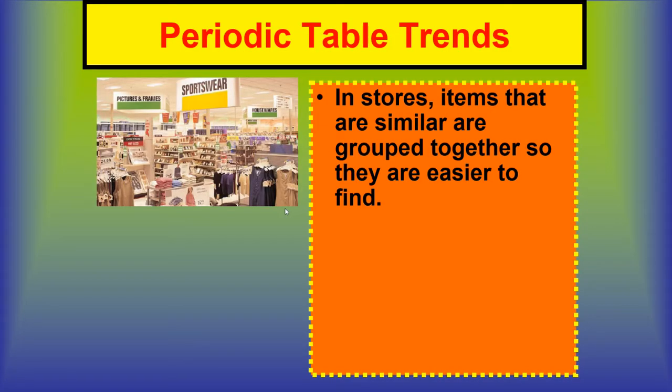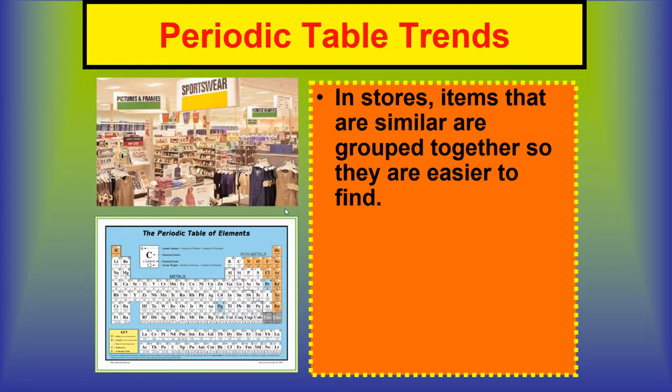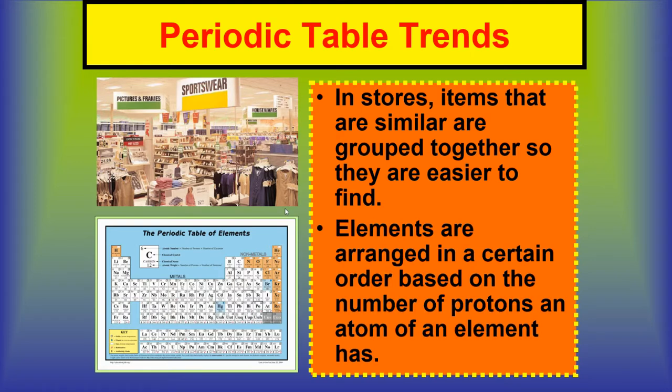All right. So the periodic table is similar to a store. In a store, you're going to find items that are similar, and they're going to be grouped together so they're easier to find. So if you go to Target, or even let's talk about Kroger, in the grocery store, you're not going to find the fruits with the canned goods. You're going to find the fruits and vegetables all together. And then you're going to find the frozen foods in one section. If you go to Target, you're going to find the men's clothes in one section, the toys in one section. The periodic table is really similar. Elements are arranged in a certain order based on the number of protons an atom of an element has.